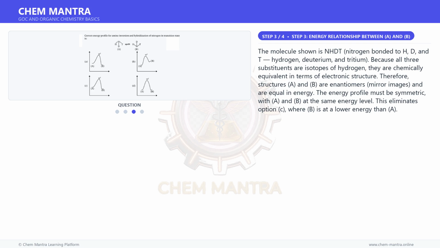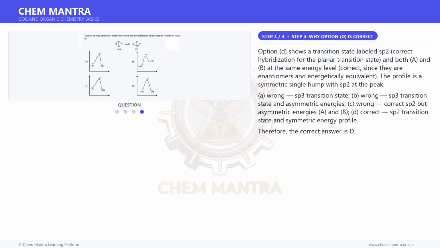Moving on to the next step. The molecule shown is NHDT, nitrogen bonded to H, D, and T: hydrogen, deuterium, and tritium. Because all three substituents are isotopes of hydrogen, they are chemically equivalent in terms of electronic structure. Therefore, structures A and B are enantiomers, mirror images, and are equal in energy. The energy profile must be symmetric, with A and B at the same energy level. This eliminates option C, where B is at a lower energy than A.